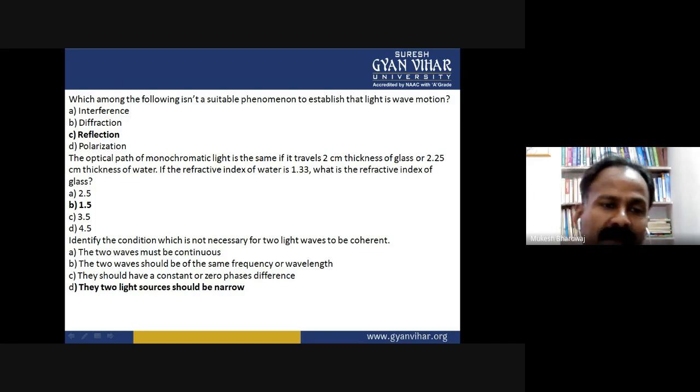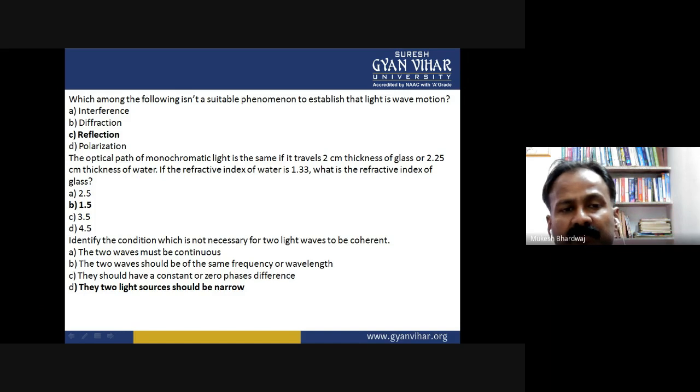Now, this numerical: the optical path of monochromatic light is the same if it travels 2 centimeter thickness of glass or 2.25 centimeter thickness of water. If the refractive index of water is 1.33, what is the refractive index of the glass? So the parameters are with you. Put in the formula and get the refractive index.